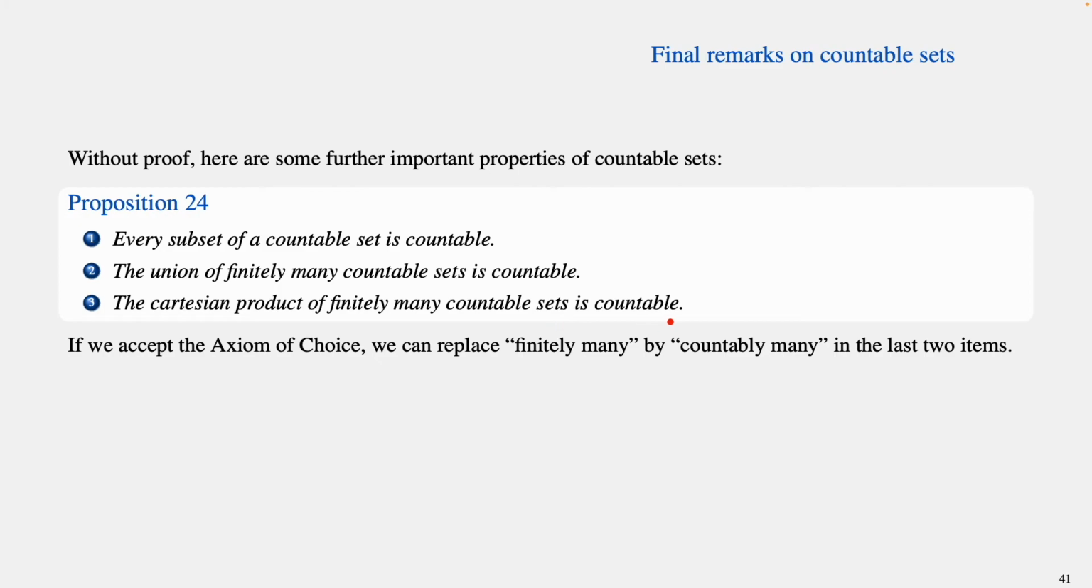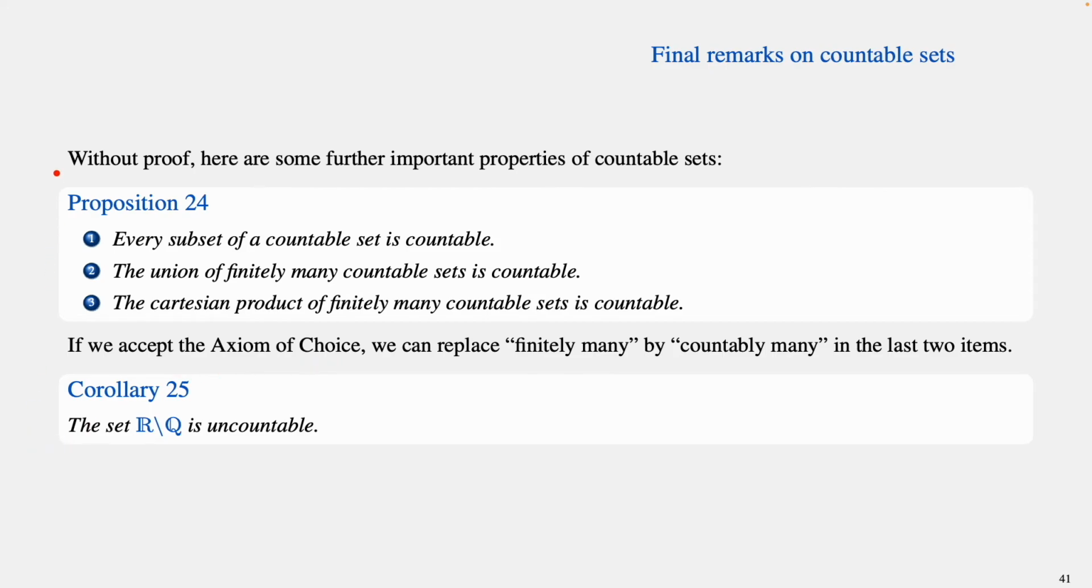And if we accept the axiom of choice, we can replace "finitely many" by "countably many" in those two items. And usually one always works with the axiom of choice in mathematics. There's only some very fundamental areas of set theory where people do not necessarily accept it, but in most parts of mathematics people accept the axiom of choice as being true.